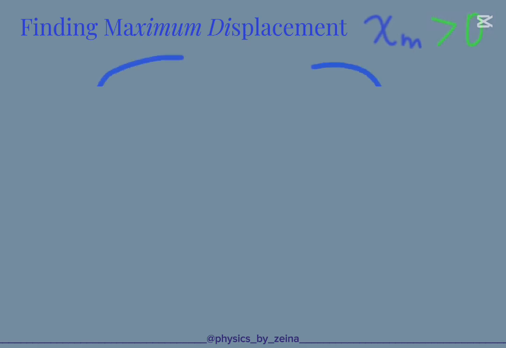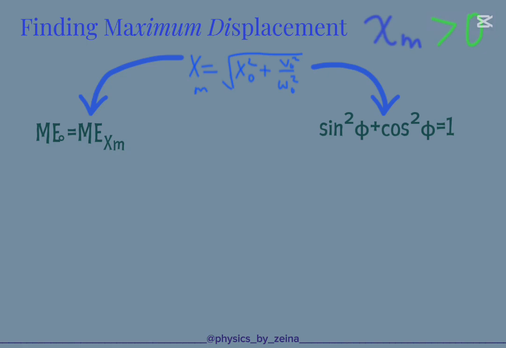There are two methods: either using the conservation law of mechanical energy at t0 and at x maximum, or using the fundamental trigonometric relation sine squared phi plus cosine squared phi equals 1. The first method, using the conservation of mechanical energy.